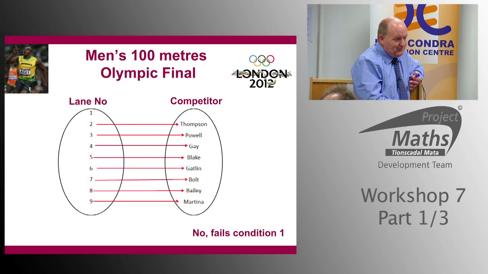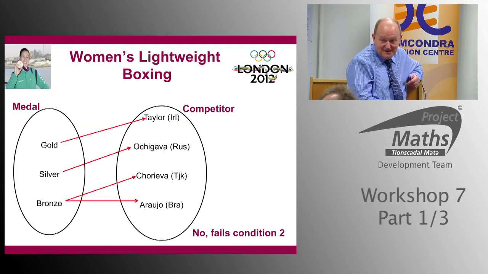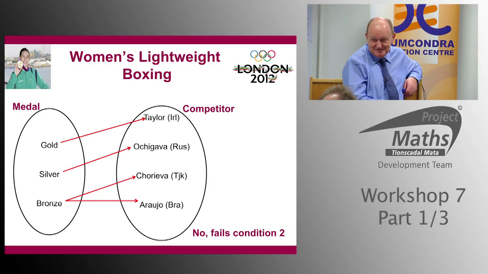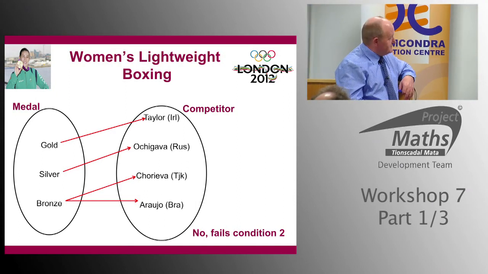I don't have to say any more about that. Is that okay? Condition 1 fails. Great example again. Boxing. Katie Taylor won the gold medal, she beat the Russian in the final. But the bronze medal is shared in boxing by 2 people. So that is not a function because there are 2 arrows coming out of the bronze medal. Great example for kids. So there you are. Condition 2 fails.